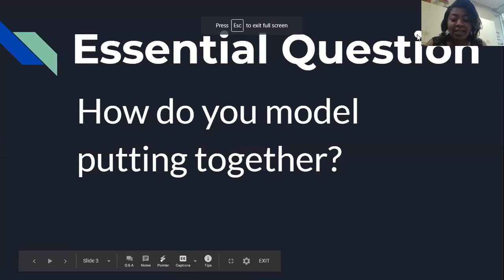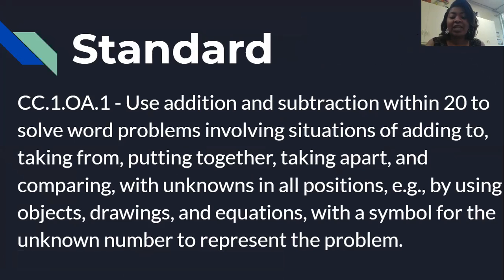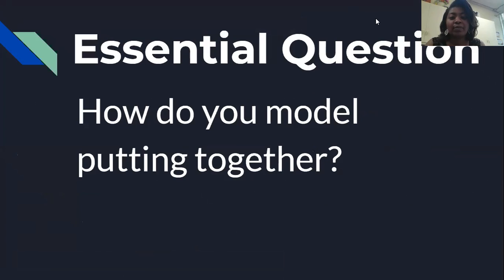All right, our standard is still the same. It is using addition and subtraction within 20 to solve word problems involving situations of adding to, taking from, putting together, taking apart, and comparing with unknowns in all positions by using objects, drawings, and equations with the symbol for the unknown number to represent the problem. Our essential question today is, how do you model putting together?